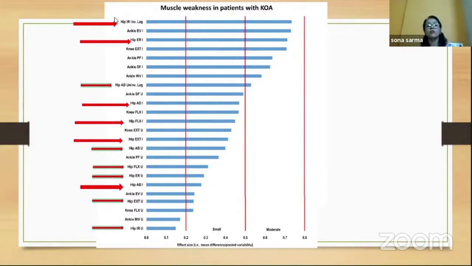If you see, the blue bars here show the extent of weakness, and they found that the largest extent of weakness was in the transverse plane muscles, which are the rotators, internal rotators more than the external rotators, followed by the hip adductors, flexors, extensors, and lastly the abductors. So this was contrasting to all the evidence which has been posted till now. And in fact, the contralateral muscles are much more affected than the ipsilateral hip abductors. So this study was a little different in its kind of result.